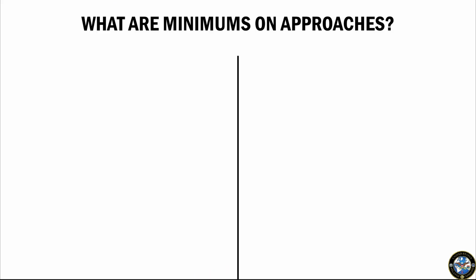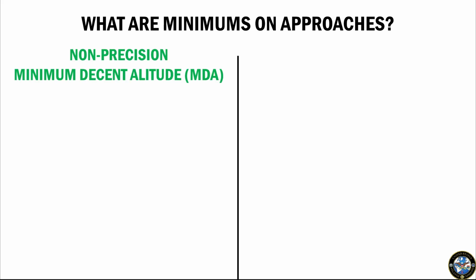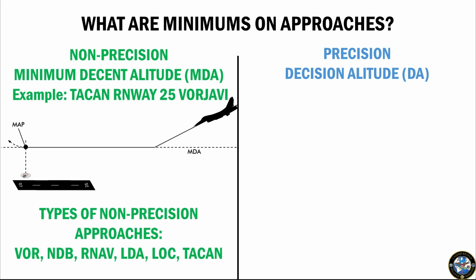Let's get into what minimums are. On a non-precision approach, like we're looking at today, you have your minimum descent altitude, whereas on a precision approach, which we will look at on another episode, you have a decision altitude. On a non-precision approach like today's TACAN approach, you can descend to the MDA after passing the final approach fix and any step-down fixes. There is no vertical guidance on these approaches.